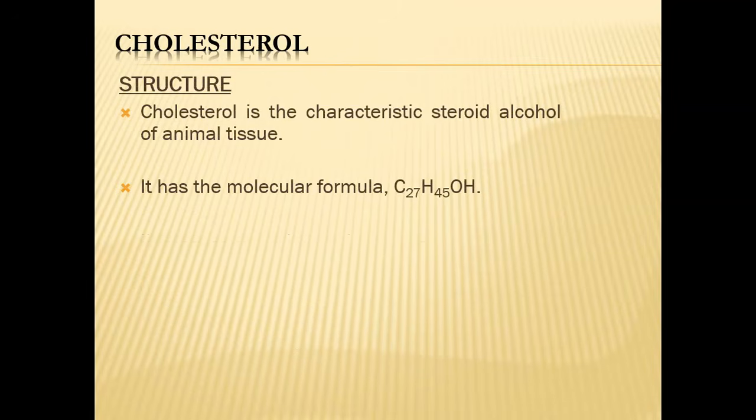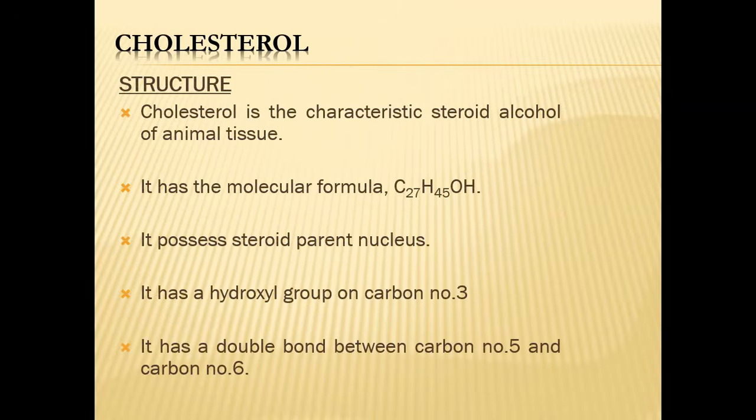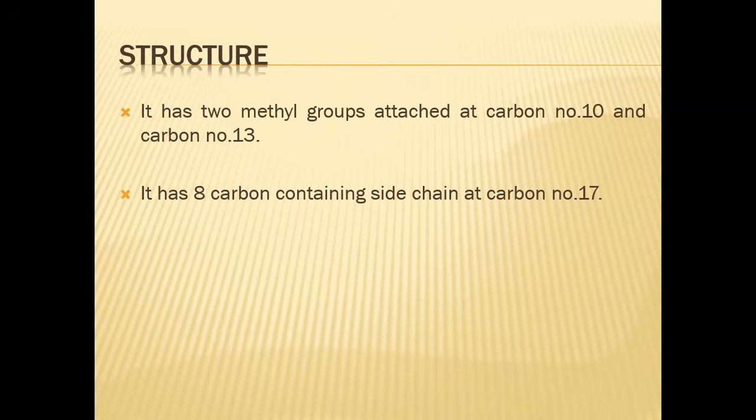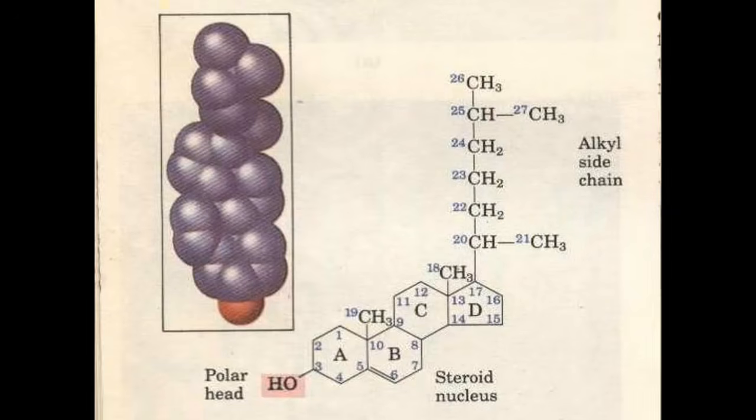This is cholesterol. The formula is C27H45OH. It has the steroid parent nucleus, a hydroxyl on the third carbon, a double bond between the fifth and sixth carbon, 2 methyl groups at carbon number 10 and 13, and an 8 carbon containing side chain at carbon number 17. This is the structure of cholesterol. You have to remember the cholesterol structure.